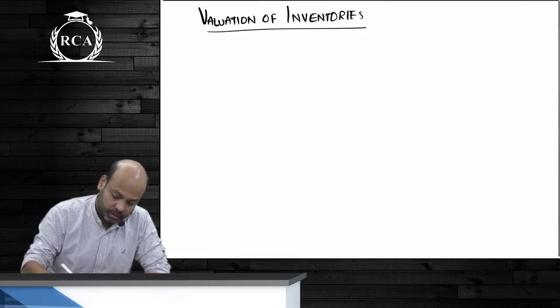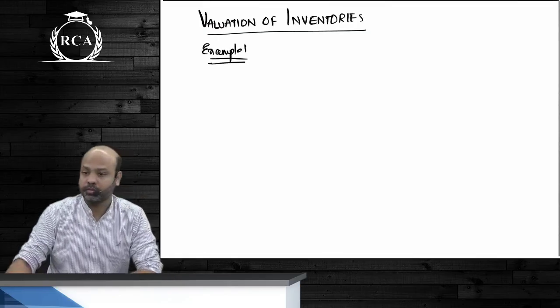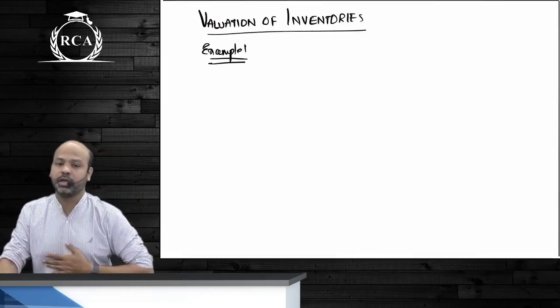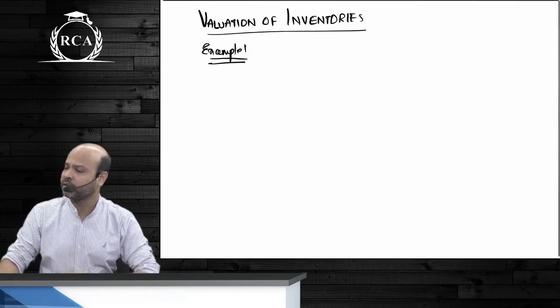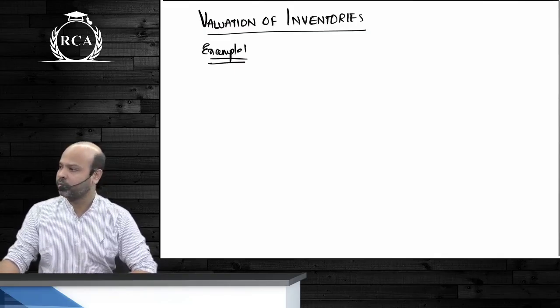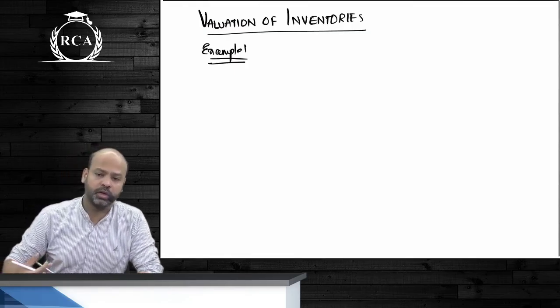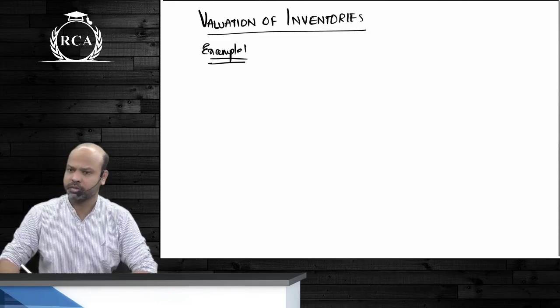Example 1. Units introduced 10,000. No normal loss or abnormal loss.